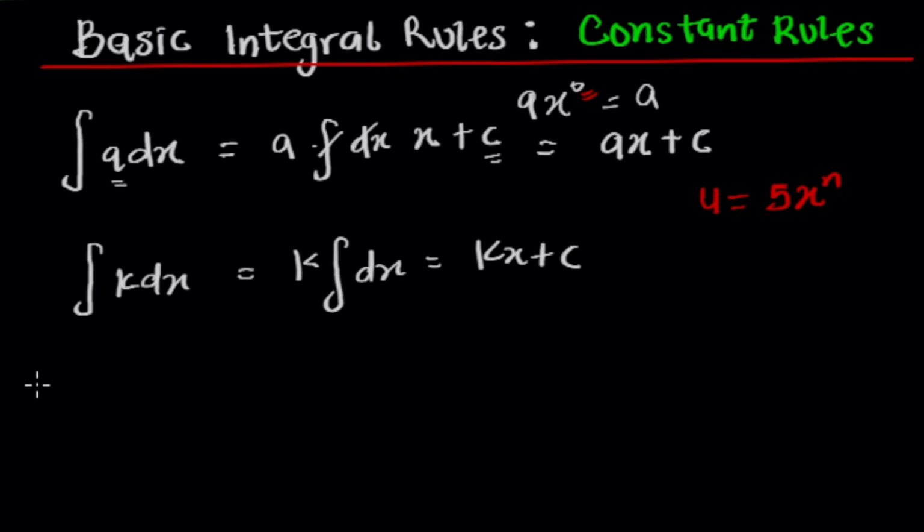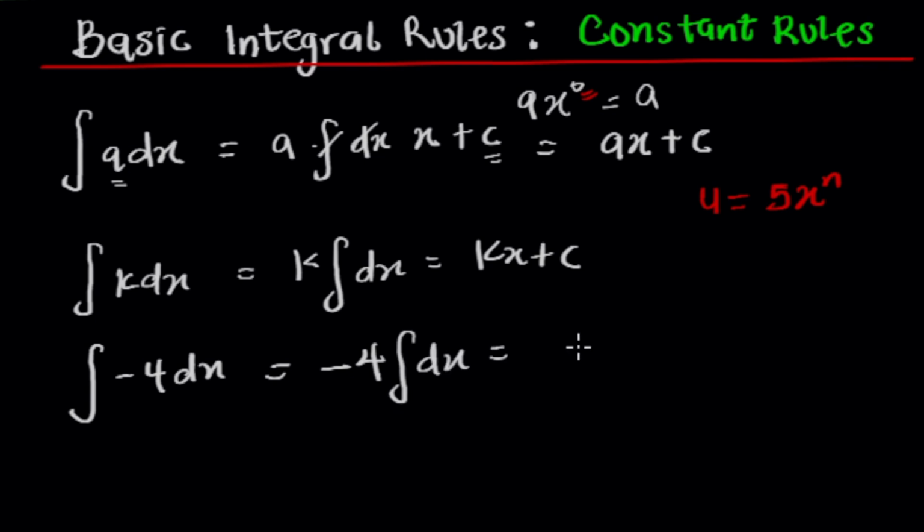Now the next one, let's say we are given the integral of minus 4 dx, and you're asked to find the integral, or let me please say the antiderivative, of negative 4 dx. You're going to bring it out. Everything you are seeing here is actually a constant value. So I'm breaking it. I'm going to have minus 4 times the integral of dx. This is the same thing as writing minus 4x plus c, right?